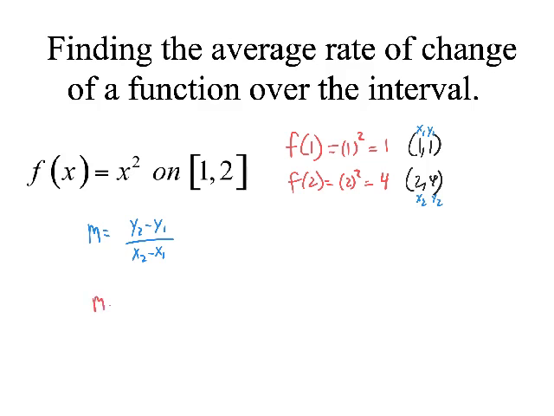So my slope is equal to 4 minus 1 over 2 minus 1, which is 3 over 1, which is 3. So if I want the average rate of change from 1 to 2 of this function, it is a slope of 3.